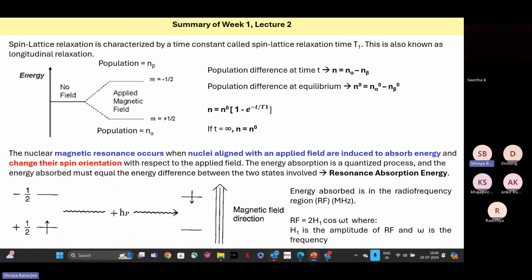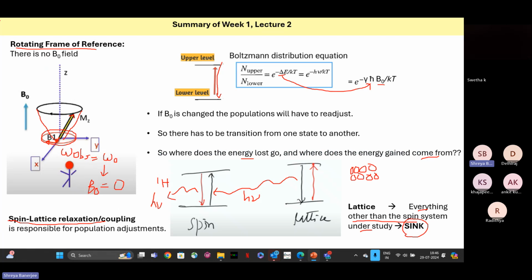So this spin lattice relaxation that we just talked about is characterized by a time constant called the spin lattice relaxation time T1, also known as longitudinal relaxation. Why longitudinal? Because it is also in the upward or downward direction.